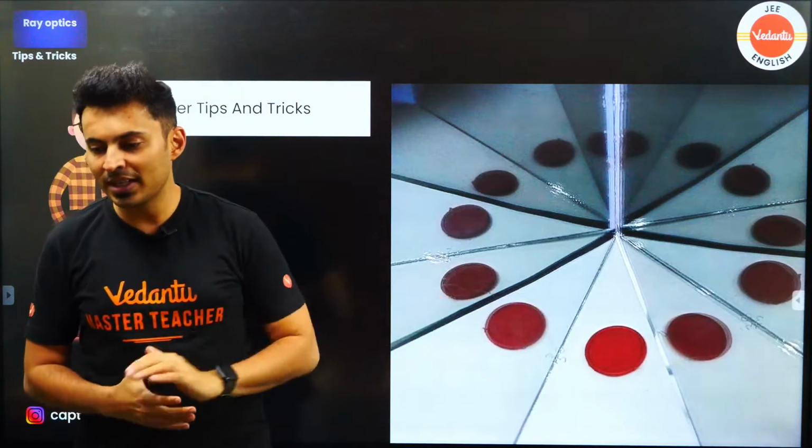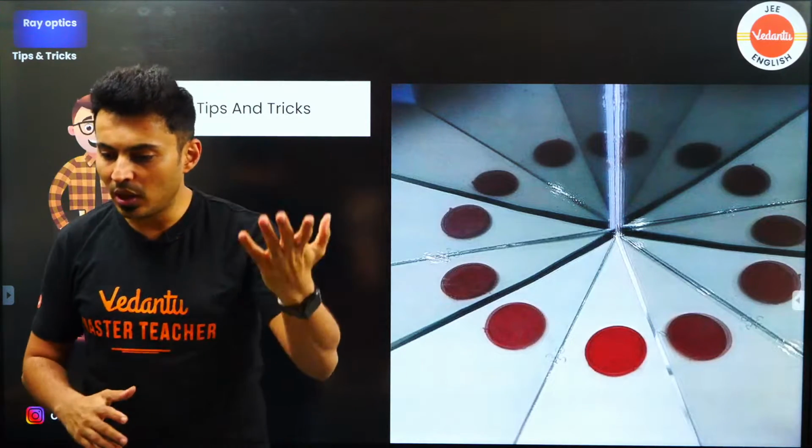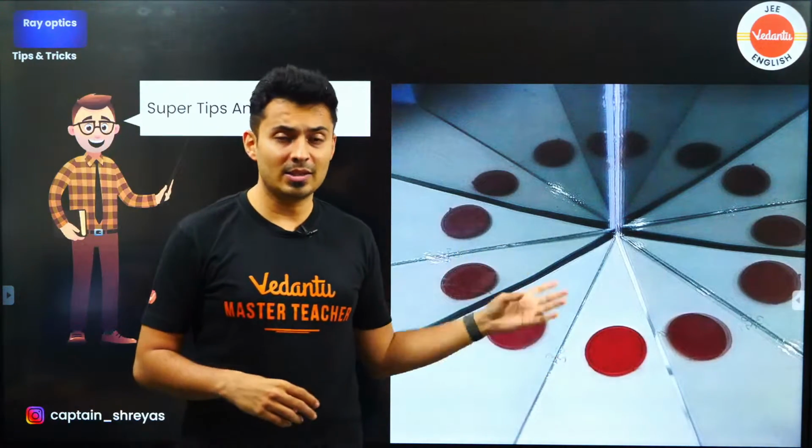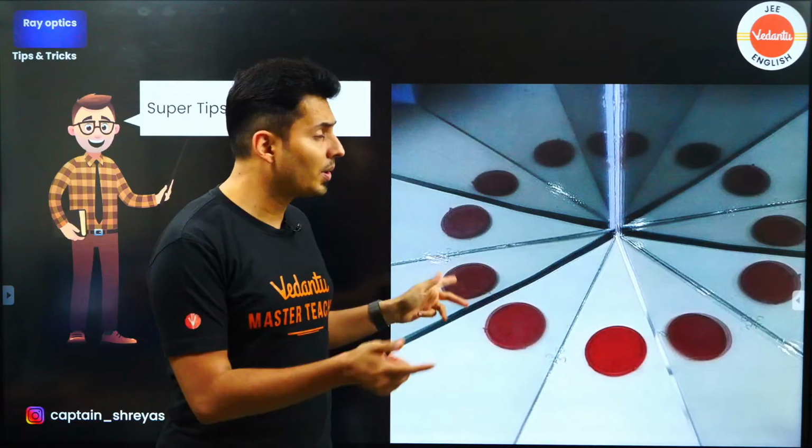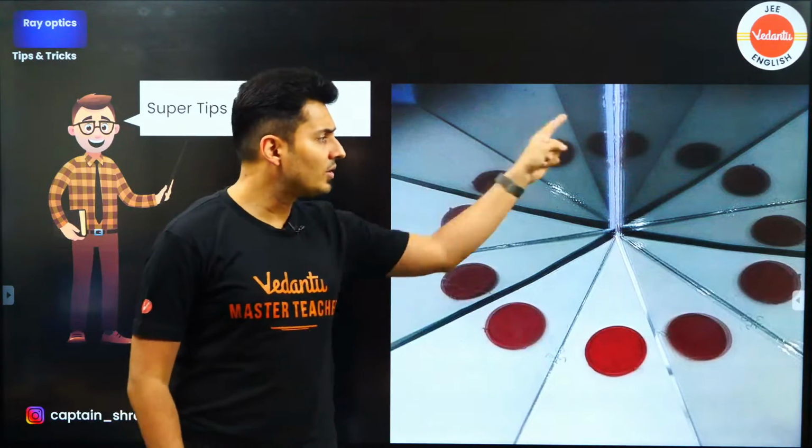Let me know in the chat box how many of you are able to see it. Hello Avatu, every EAMCET aspirant, BITSAT aspirant, CET aspirant, JEE aspirant should attend this complete session. So are you able to see a circle?